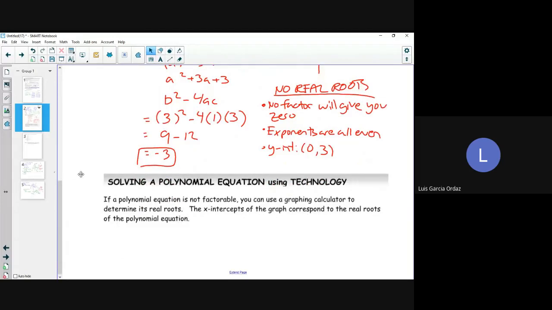So guys, we're almost done. When solving a polynomial equation using technology, we'll just use Desmos, okay? If you ever want to check your work to see if you factored it correctly and your x-intercepts are correct, use the Desmos application.